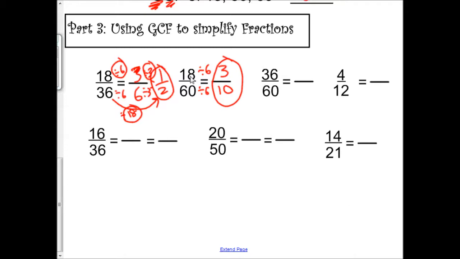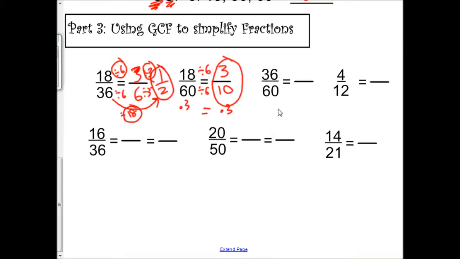If you change this to a decimal, you would get 0.3. If you change the original to a decimal, you would also get 0.3. So you can see that they are, in fact, still equal. Likewise here, if we do 18 divided by 36, we're going to get 0.5. And if we do 1 divided by 2, we'll get 0.5. That's how you can make sure that you simplified correctly. Do they equal the same decimal?